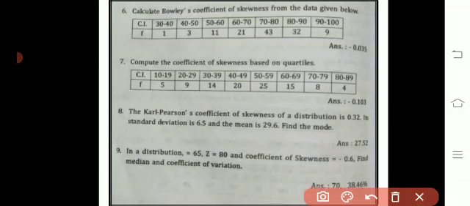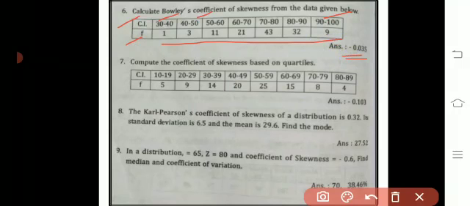First question is, calculate Bowley's coefficient of skewness from the data given below, and here class intervals and frequencies are given. Class intervals are 30 to 40, 40 to 50 and so on, 90 to 100, and these frequencies are given. We have to find Bowley's coefficient of skewness. Here class intervals are exclusive type, you need not convert to exclusive classes, already exclusive classes are given. You simply need to find Q1, Q2, Q3 values and write the formula of Bowley's coefficient of skewness. Put the Q1, Q2, Q3 values in the formula and simplify and check whether the answer is minus 0.035.